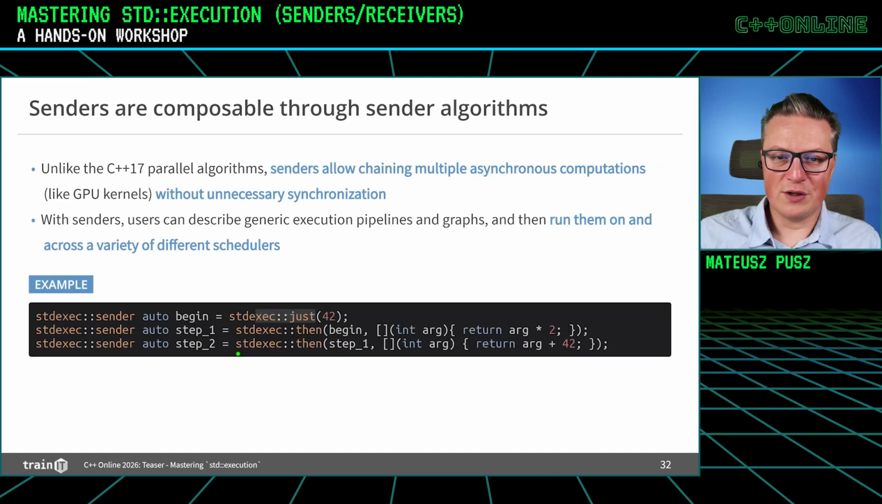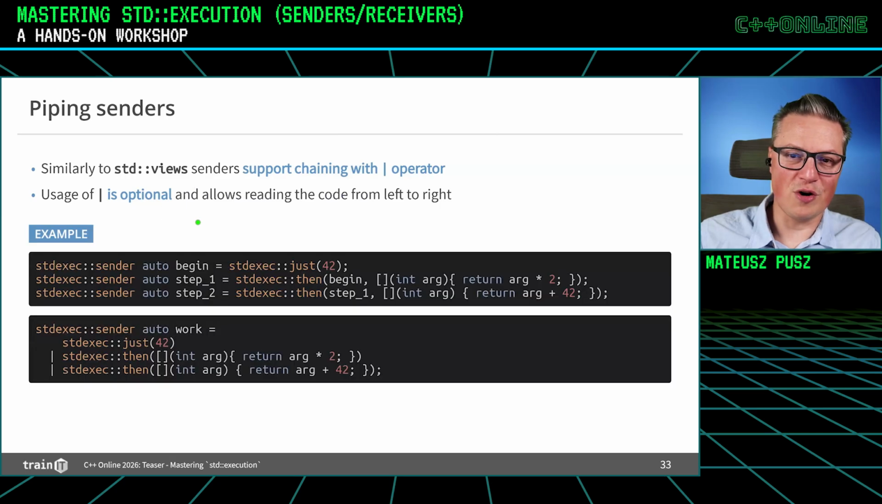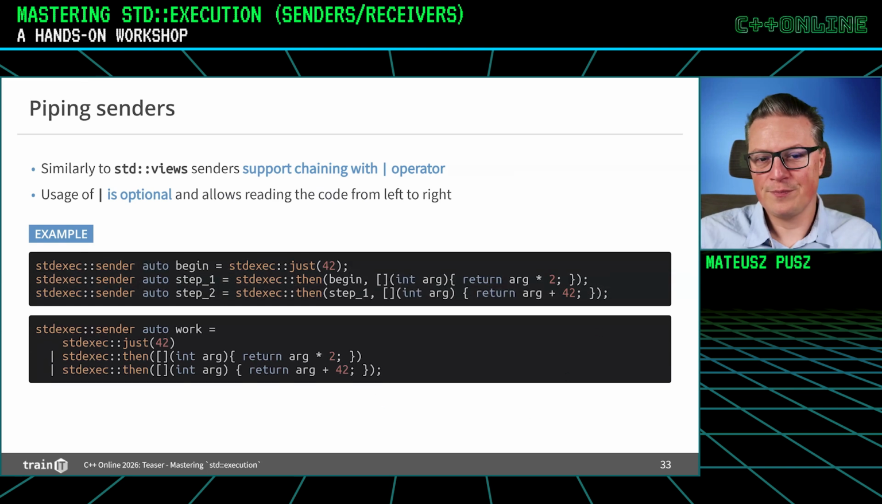I can specify just 42, pass 42 here, get 84, then pass it here, and then get another 42 increment. Similarly to views, senders support chaining with the pipe operator, or operator, right? So you can write this code or this code. Those are equivalent, they are doing the same. I typically prefer this code, so this is what I will be showing you on slides mostly, but also from time to time I will provide you this code, so you are getting familiar with this as well.